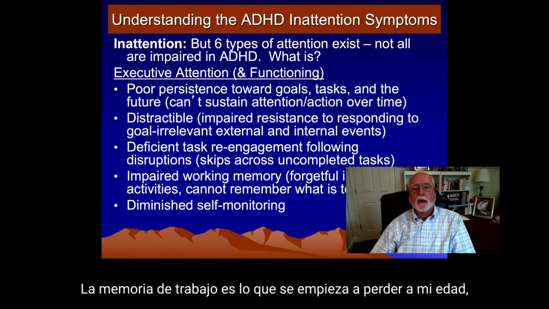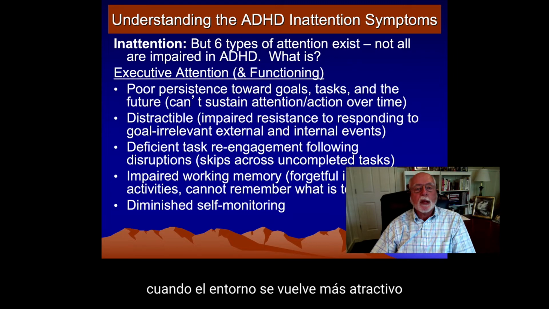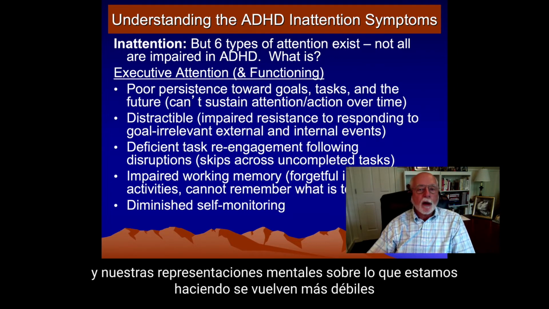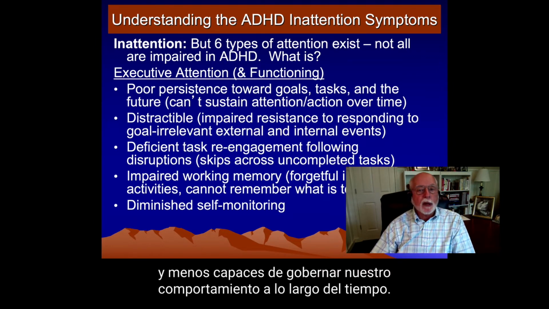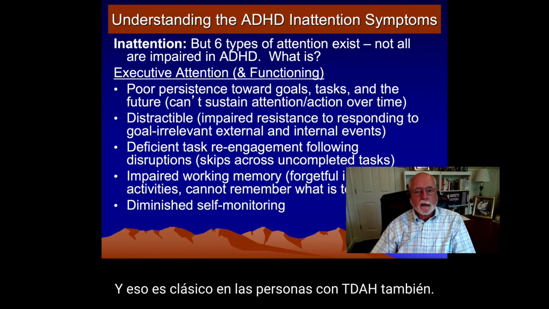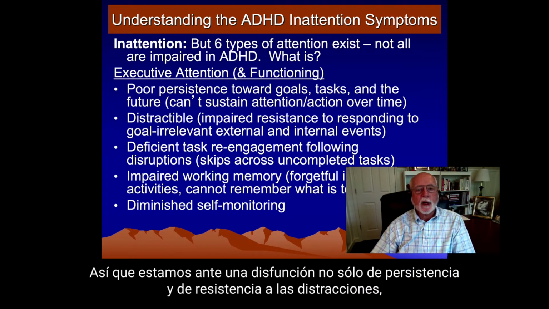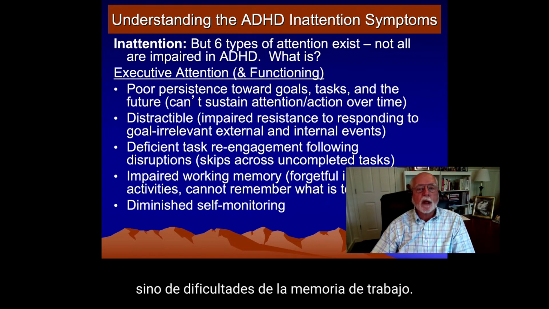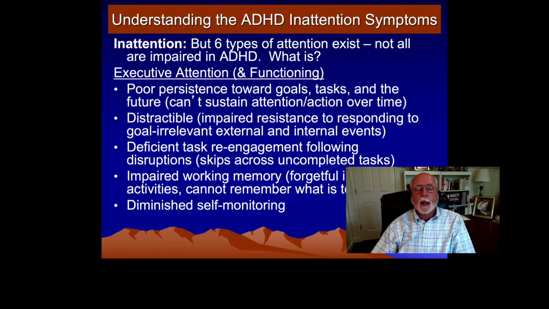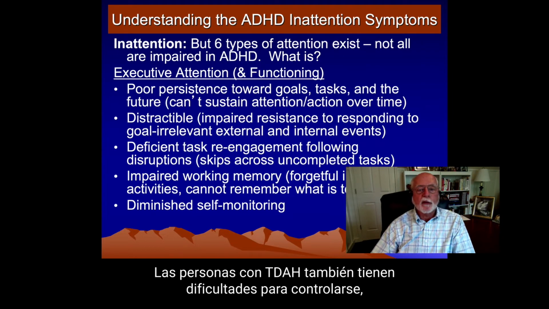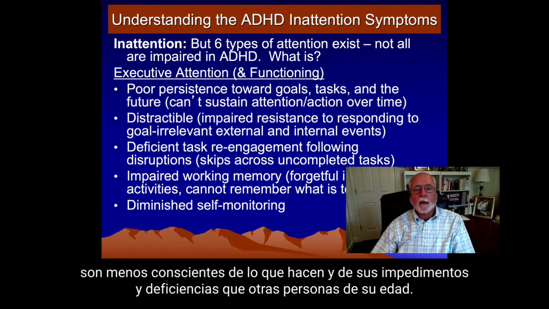Working memory is what you start to lose at my age, where what happens is that the environment becomes more compelling when we go into a situation, and our mental representations about working memory and what we're doing are becoming weaker and less able to govern our behavior over time. And that's classic of people with ADHD as well. So there's a problem not just with persistence over time toward the future and resisting distractions, but one of working memory difficulties, that is, remembering so as to do. People with ADHD also are impaired in their self-monitoring, being less aware of what they're doing and of their symptoms and impairments than are other people typically of their age.